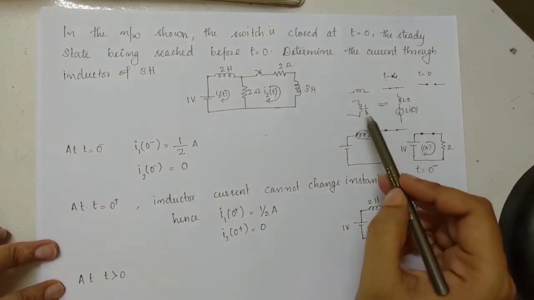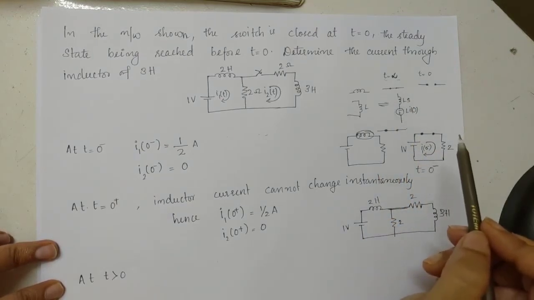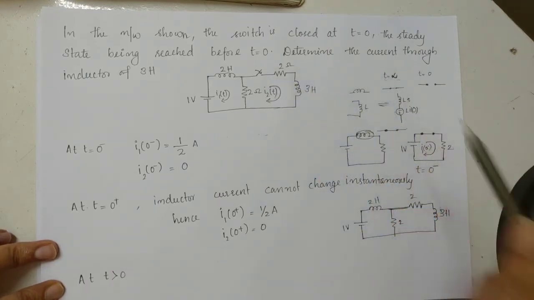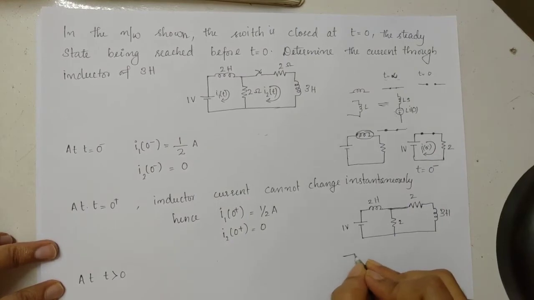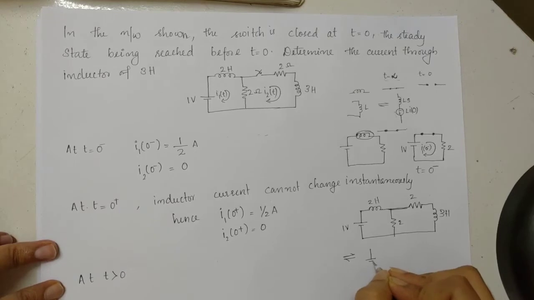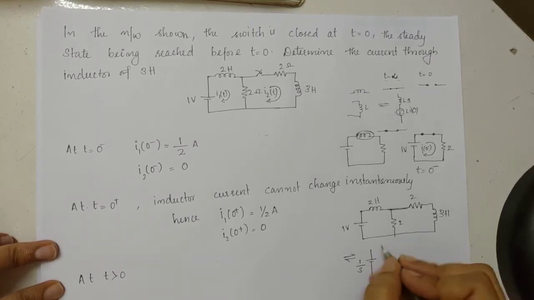Now, transform the inductors across this circuit. The 2 henry inductor has attained steady state. This is the transformed circuit. V of t we normally write as V of t into U of t, so here V of s is 1 by s. The source is 1 volt, so the value here is 1 by s.